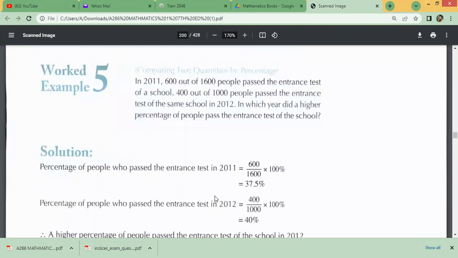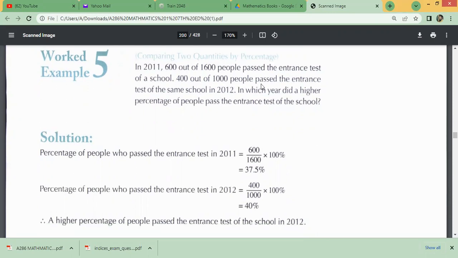The next thing that we discussed in the class was comparing two quantities by percentage. An example that we discussed: in 2011, 600 out of 1600 people passed an entrance test in a school, and 400 out of 1000 people passed the entrance test of the same school in 2012. In which year did the higher percentage of people pass the test? We have to calculate the percentage of people who passed the test in 2011 and in 2012.